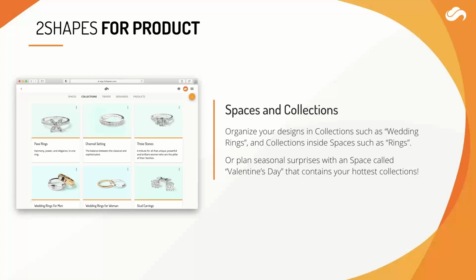Then you have designs, and you create designs. In 2Shapes and 2Shapes for Rhino, you can create spaces and collections. A collection is a group of designs, and a space is a group of collections. We will see later that you can add designs to some collections, and then you can organize your catalog as you want. I think probably one of the best things is that you can add and remove designs as you want, because you know your market, right?